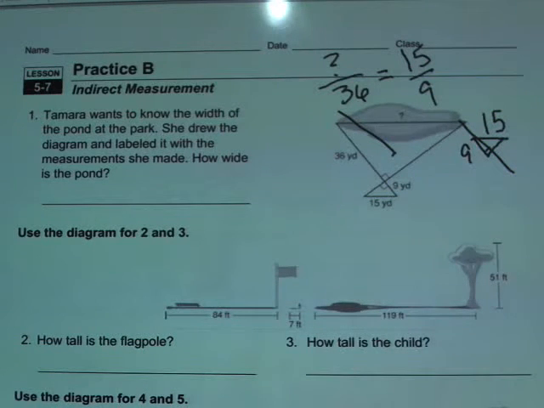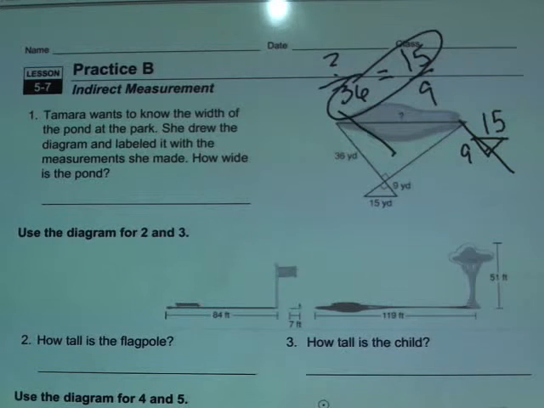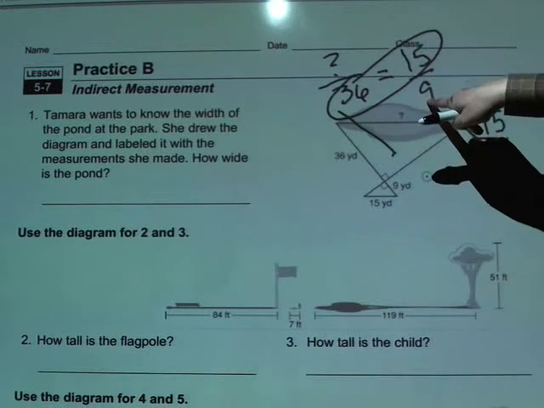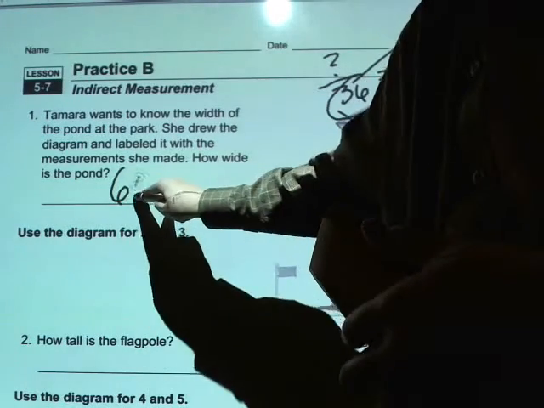Now you want to solve by cross multiplying. So on the diagonal with 36 and 15, when I multiply those together, it makes 540. So the other diagonal also has to make 540. So I'm saying, what number do I multiply by 9 to get to 540? Well, when I do that, the result is 60. So the pond must be 60 yards wide.